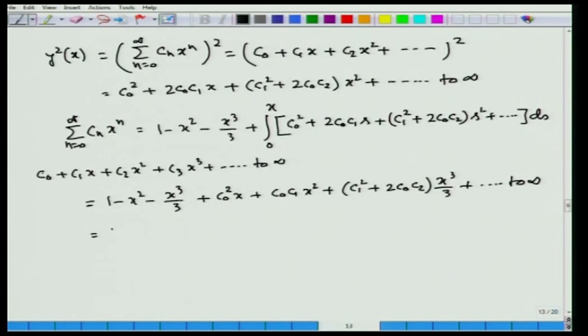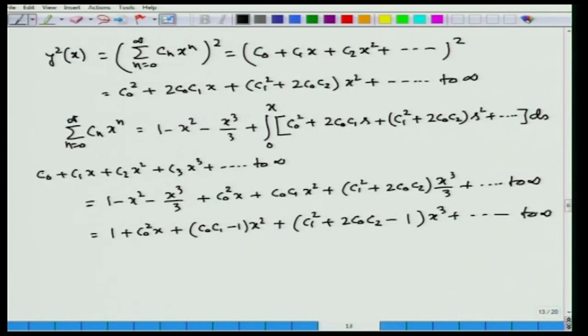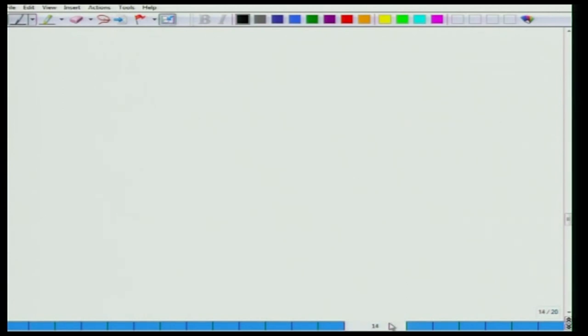After rearranging these terms, we find this is equal to 1 plus c_0 square x plus (c_0 c_1 minus 1) x square plus ((c_1 square plus 2 c_0 c_2)/3 minus 1/3) x cube plus dot dot up to infinity. Then equating like powers from both sides, we find c_0 equal to 1, then c_1 is equal to c_0 square, c_2 is equal to c_0 c_1 minus 1, then c_3 is equal to one third (c_1 square plus 2 c_0 c_2 minus 1), and so on.